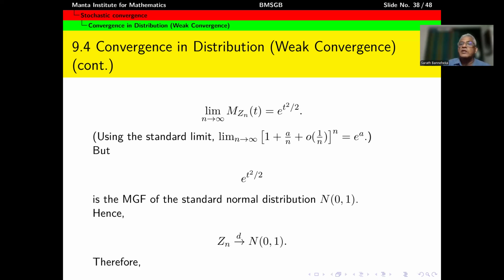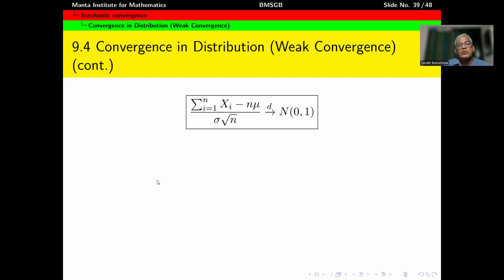Right. So that is the proof of the central limit theorem. So we can say that Zn converges to a standard normal random variable in distribution. In other words, the distribution of Zn converges to the standard normal distribution as n goes to infinity. So we can write it in this way also. So that is the proof of the central limit theorem.